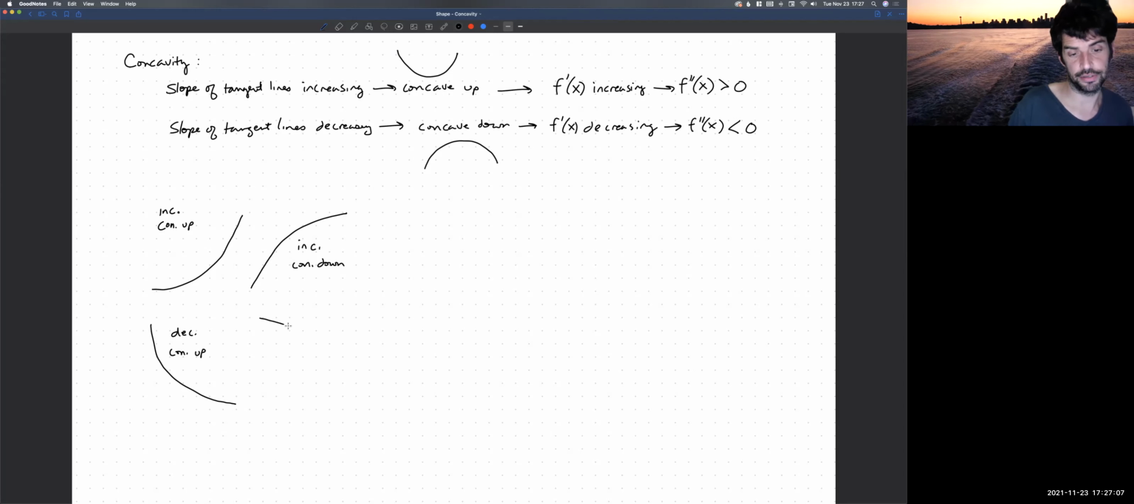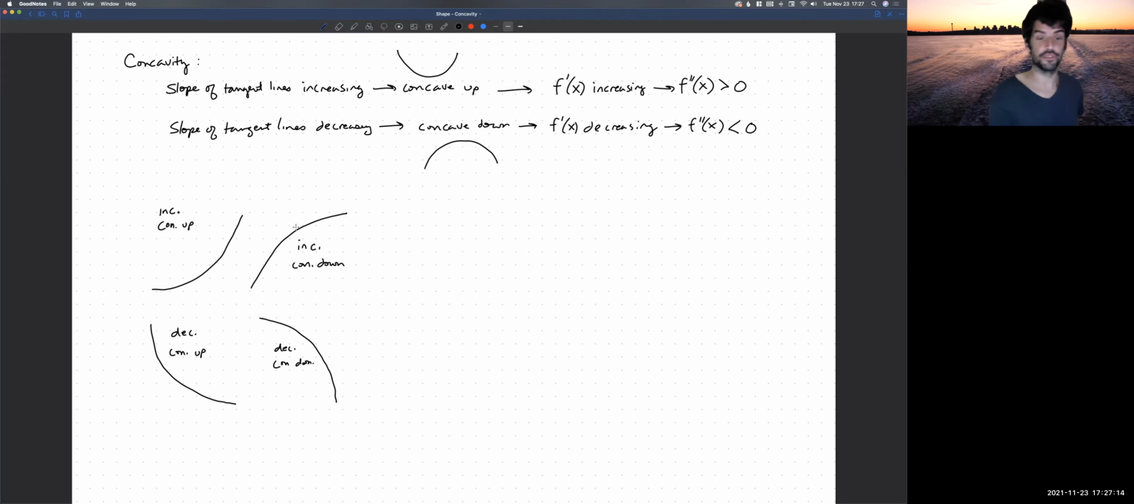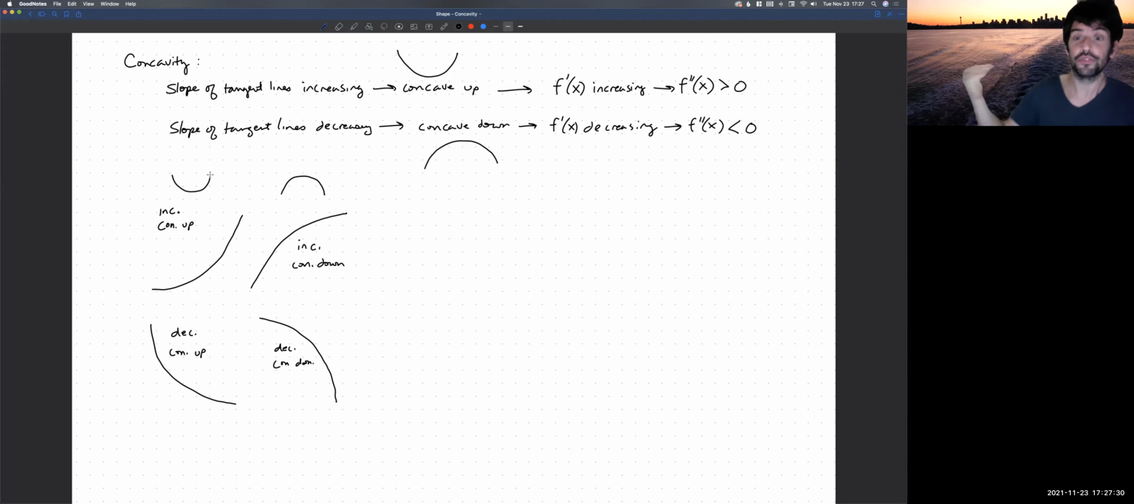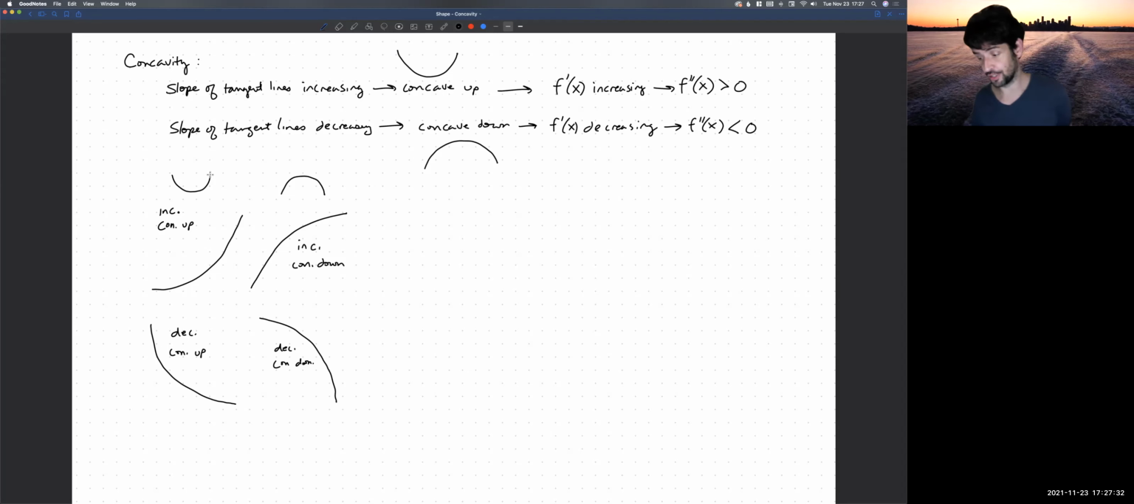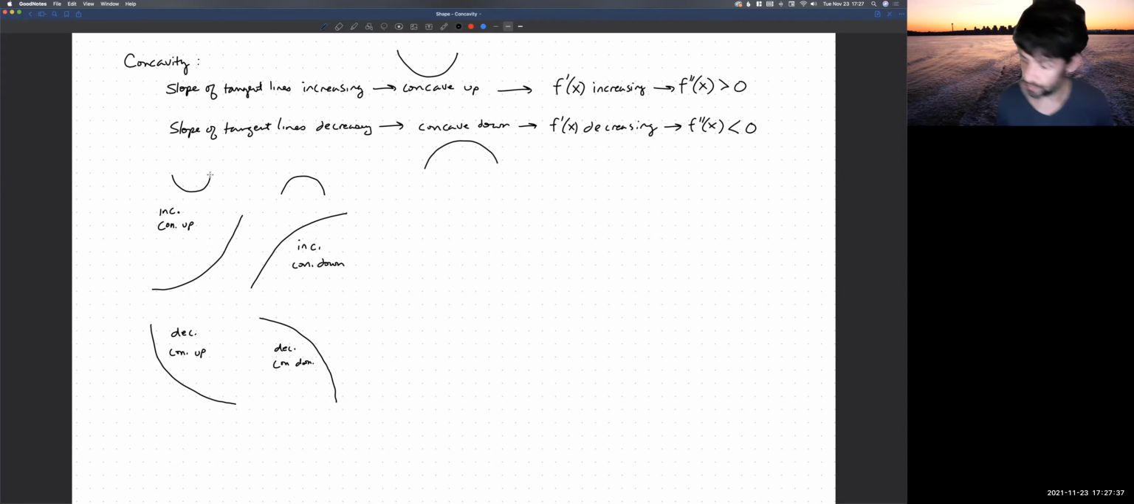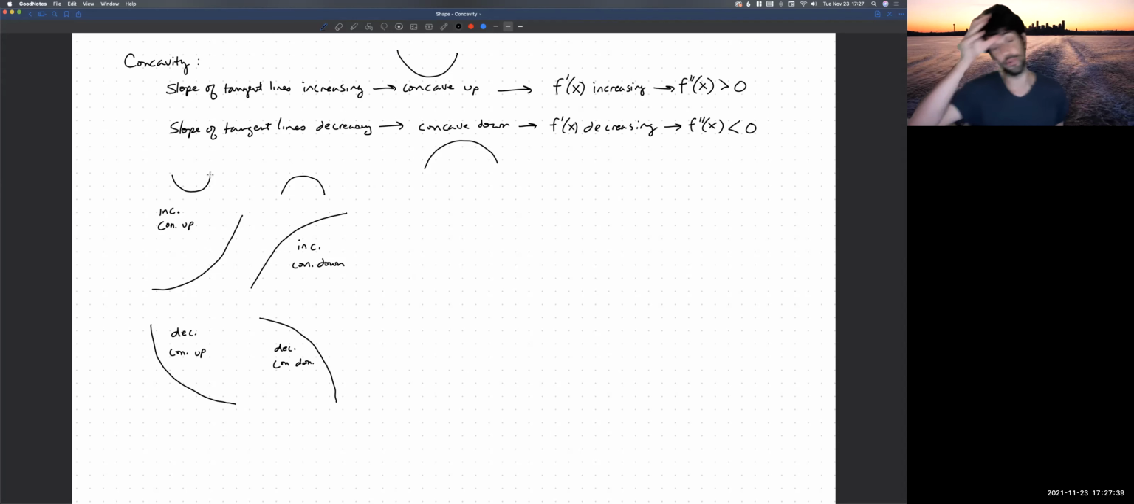Or you can be decreasing and concave down. Notice the concave down graphs are part of a shape like this. The concave up graphs are part of the shape like this. Which part of that they're in depends on whether they're increasing or decreasing, right? So it gets complicated. We've got our function, we've got the function's derivative, we've got the derivative of the derivative, the second derivative of the function, and we want to be able to keep all of them straight. And we're going to do more examples to help with this.